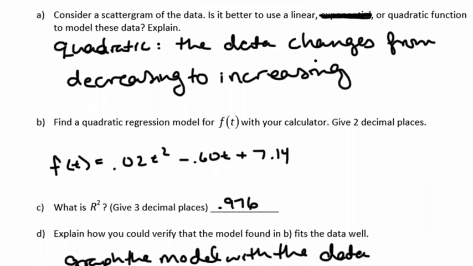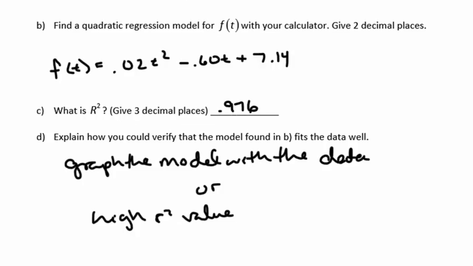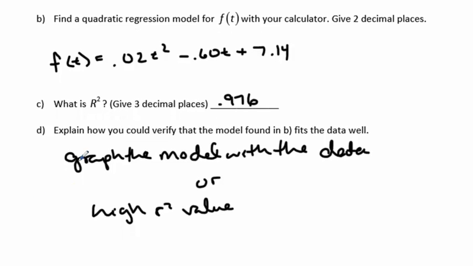Okay, so we have our quadratic model, and explain how you can verify that this is a good model. You can either graph the model on the data and observe that it looks like it fits the data well, or you can say that it has a high r-squared value, and this data does have a high r-squared value. It's very close to 1, so it fits the data well. Okay, let's look at the next page.